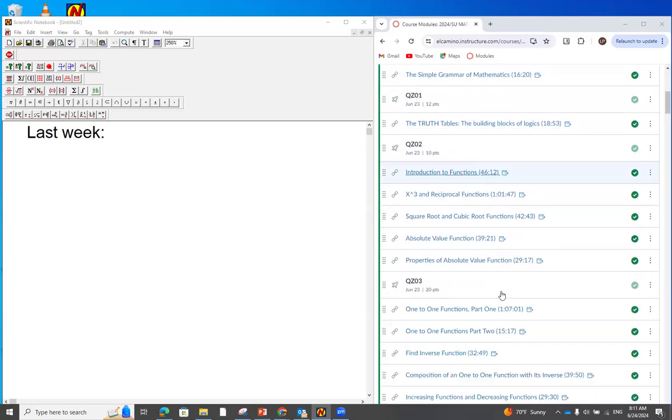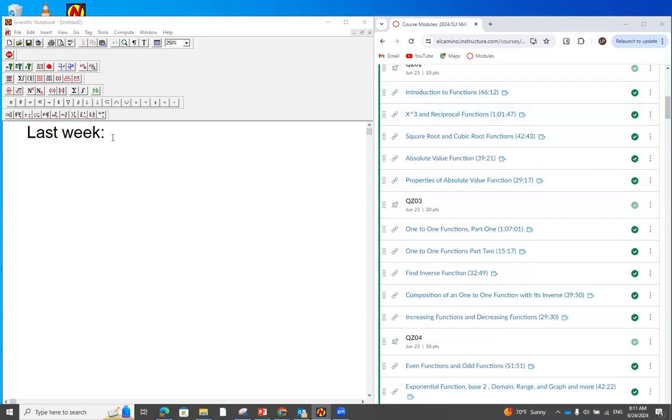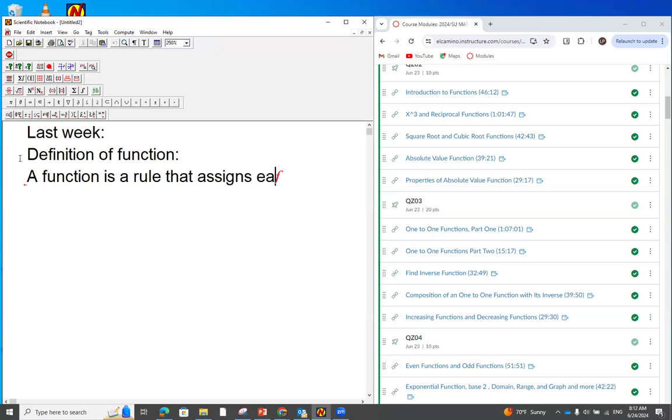the concept, right? We have introduction to functions, and we talk about function, so we have the definition of function, right? And we know a function is a rule that assigns each input exactly one output.